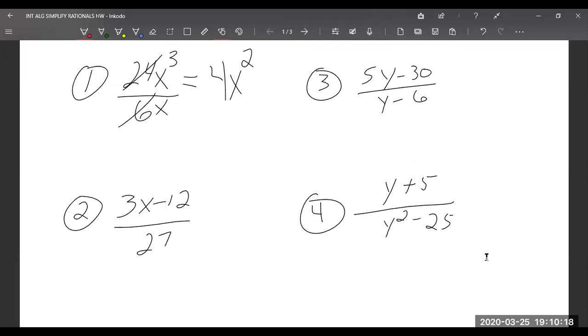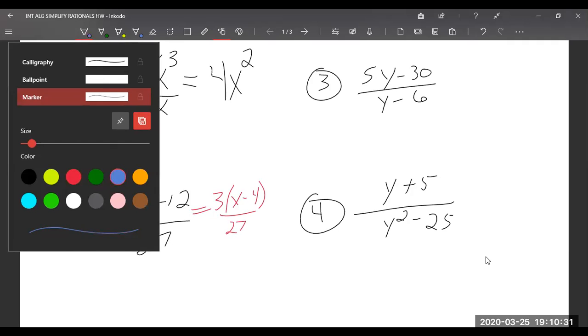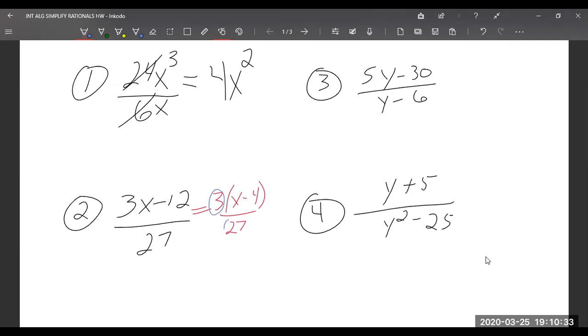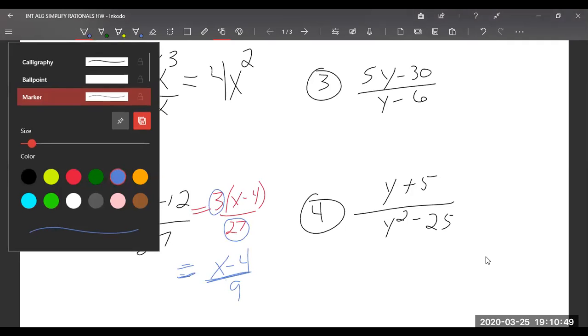Number two, we want to factor the binomial. Notice we can factor out a 3. And we're left with this. Now, look at the 3 and look at the 27. We can divide both of those by 3. What happens is the 3 goes away in the top, and the bottom 27 divided by 3 is 9. Look at number 3.